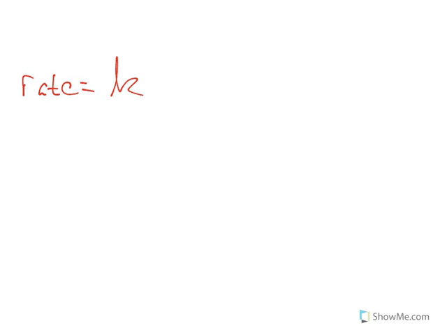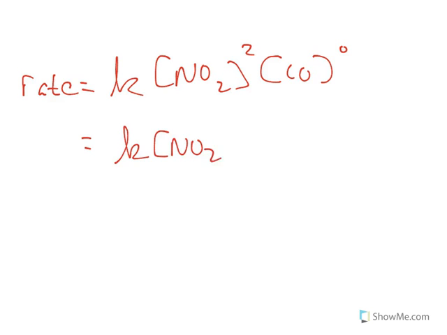All right, rate is equal to K, NO2, we knew was second order, and carbon monoxide, CO, was 0th order. When you have 0th order, it's kind of weird, but you can actually drop it out of the equation if you wanted. Right, because anything to the 0th power is equal to 1, all right? So either expression is acceptable, all right?